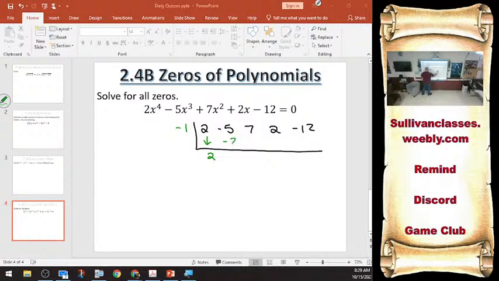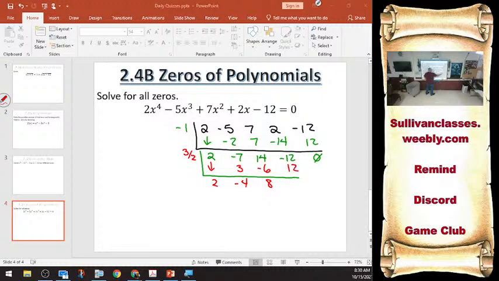And multiply, add, multiply, add, multiply, add, multiply, add. Yay, it works. And say, you know, I feel really lucky about 3 halves. And say, half of 2 is 1 times 3 is 3. Add them. Half of -4 is -2 times 3 is -6. Add them. Half of 8 is 4. 4 by 3 is 12. Add them. Yay, it works.